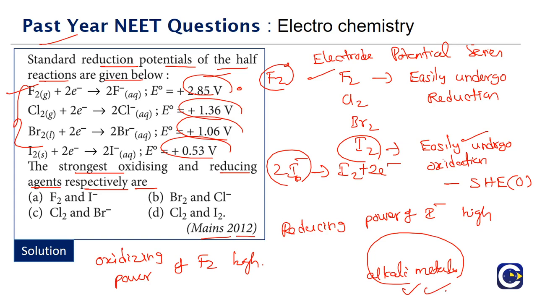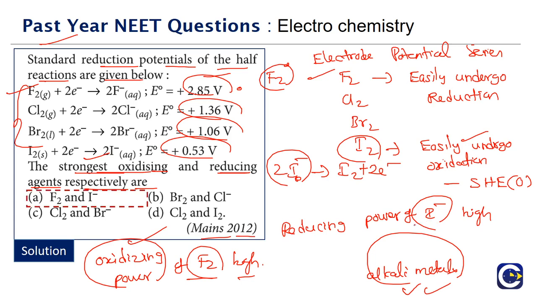So among the four substances given to us, what is the question? The strongest oxidizing agent. Whichever has a high oxidizing power is the strongest oxidizing agent. So which is the strongest oxidizing agent? F2. And reducing agent: among the four given to us, the one having the reducing power high is I minus, so that will be the strongest reducing agent. So the correct answer for this is Option A. F2 will be the strongest oxidizing agent and I minus will be the strongest reducing agent.